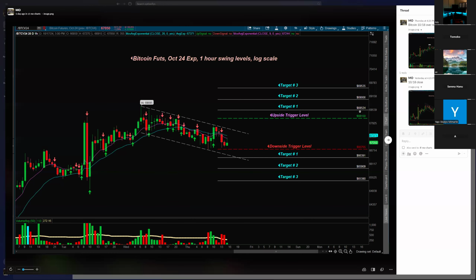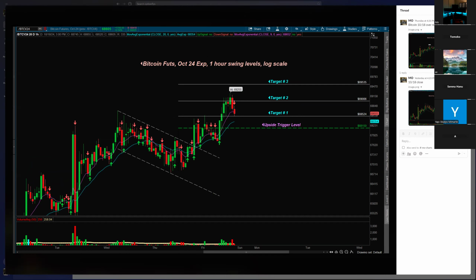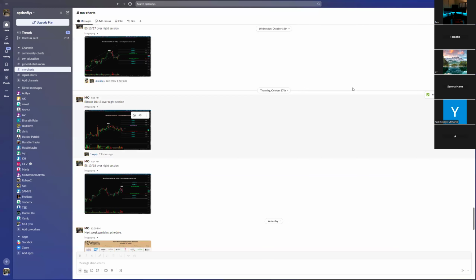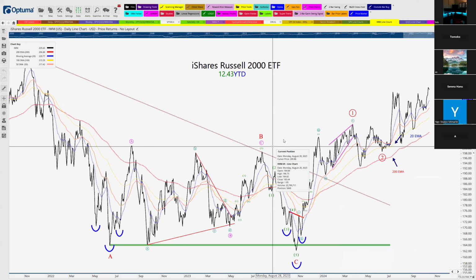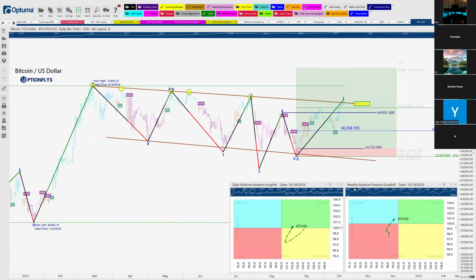Here. 68,524, 69,006. The high was 69,255. Bitcoin works really well with fibs. I really like it. It works well. But the Bitcoin, where the heck did it go? Right there. Here's Bitcoin.